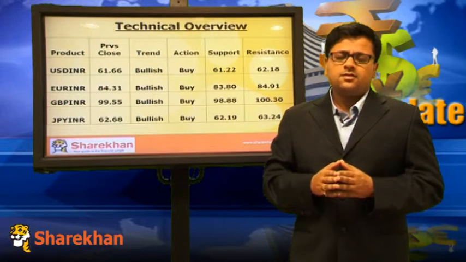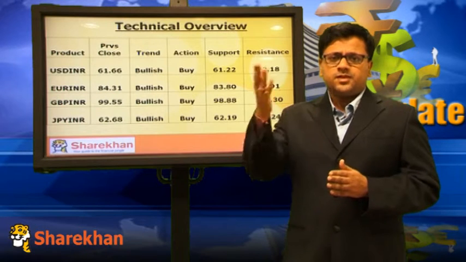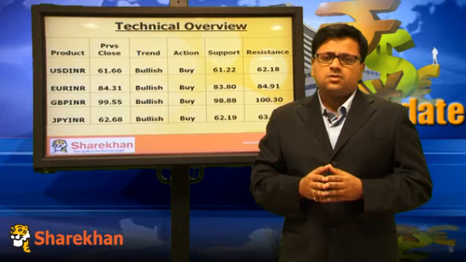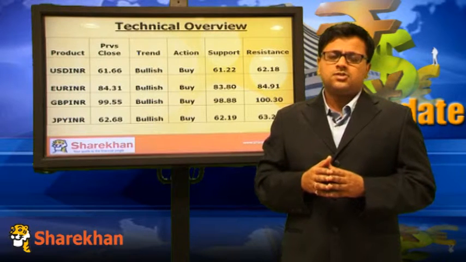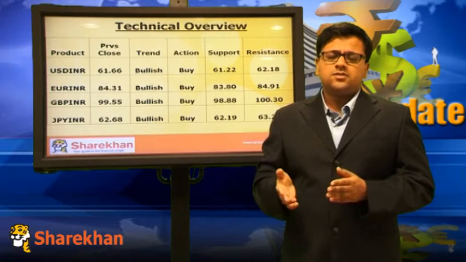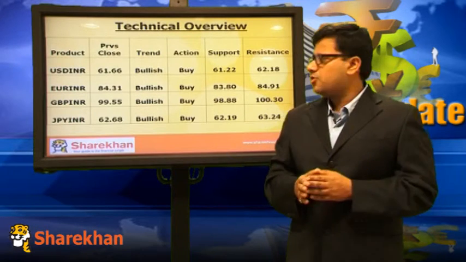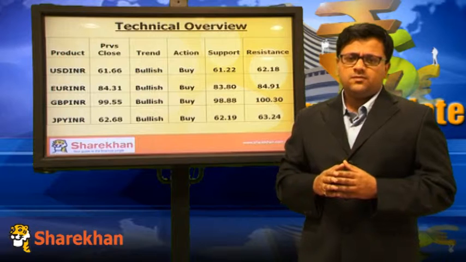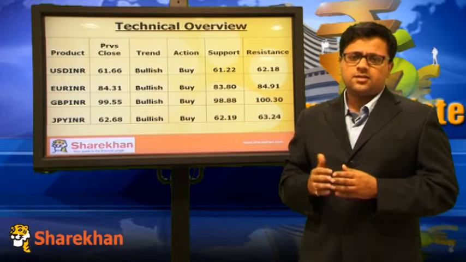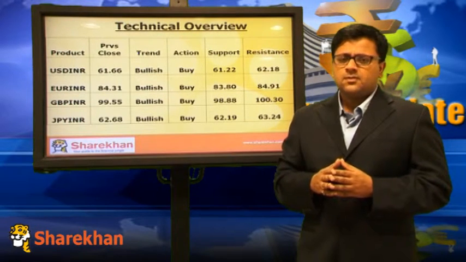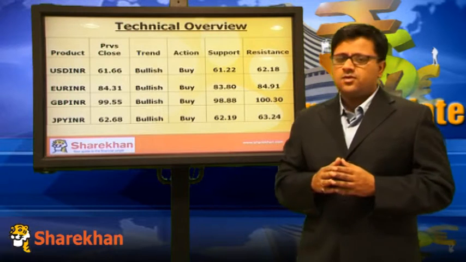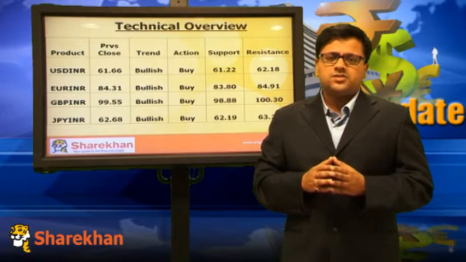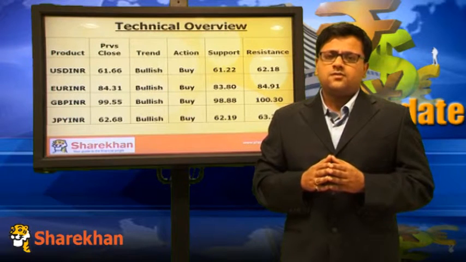You can see the trend in all the four currency pairs remains on the upside, and we could see further up movement in the near term. In all the four currency pairs, we could initiate a buy at current levels with a stop loss near the support levels mentioned here. At the same time, we can have a target kept near the resistance levels mentioned here. Again, 61.22 does remain a key support for the US dollar. So these levels are based on the October contract levels.